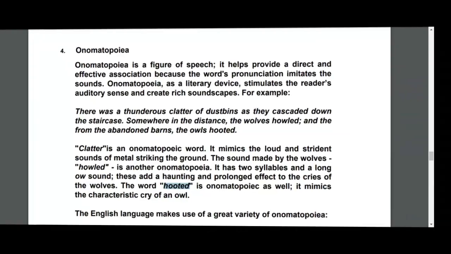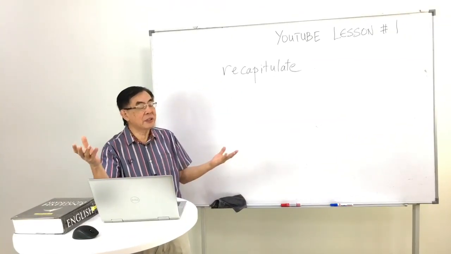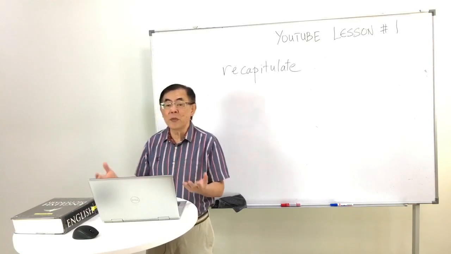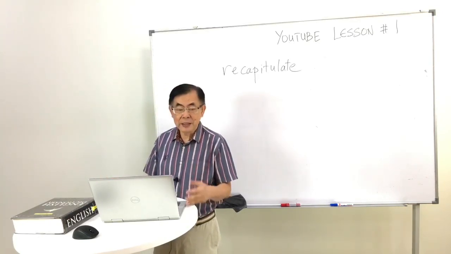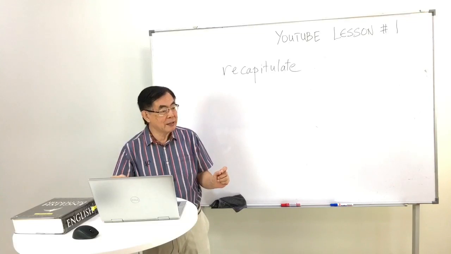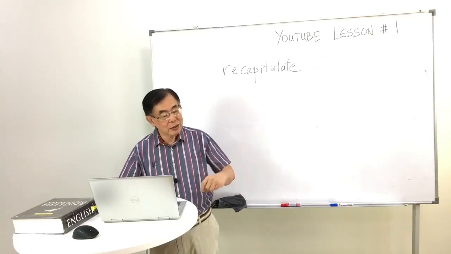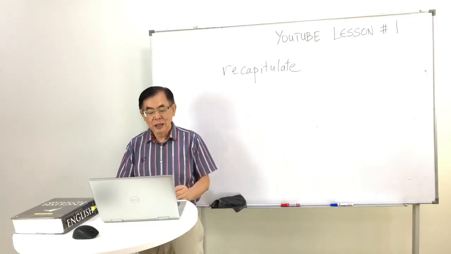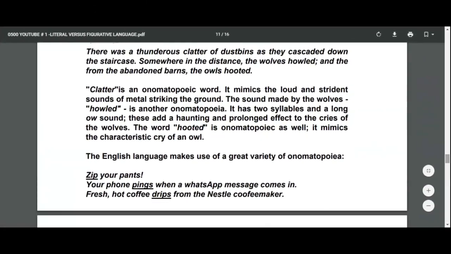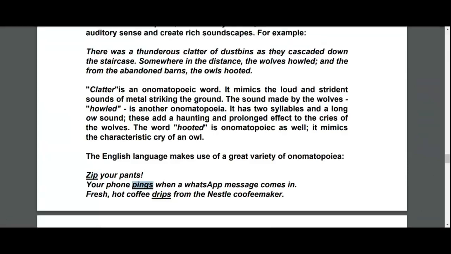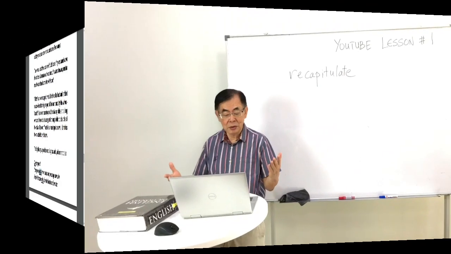So, in the English language, we get a great variety of words that are onomatopoeic. Okay? And some of these are like zip your pants. As you zip your pants, you kind of hear that zip sound. Your phone pings when a WhatsApp message comes in, right? If you leave your sound on when a WhatsApp message comes in, you get this notification in the form of a ping. All right, your phone pings, and so that's an onomatopoeic word.